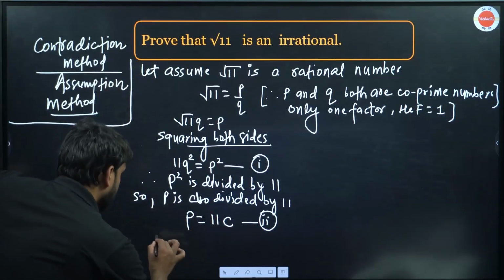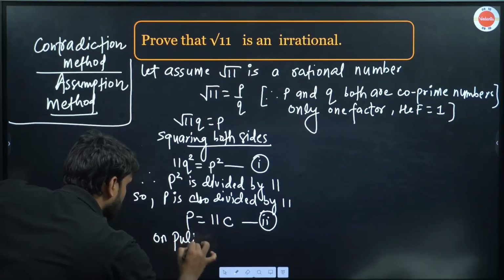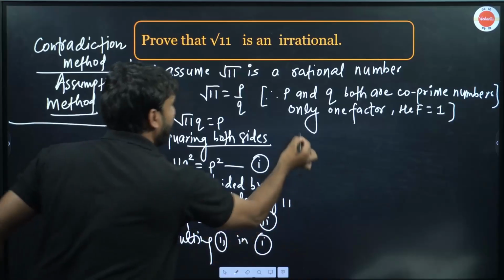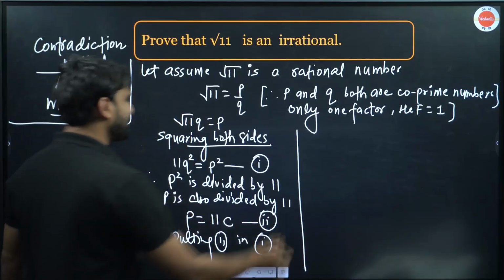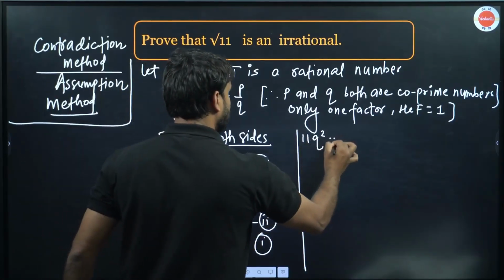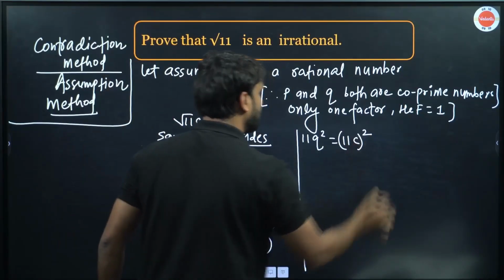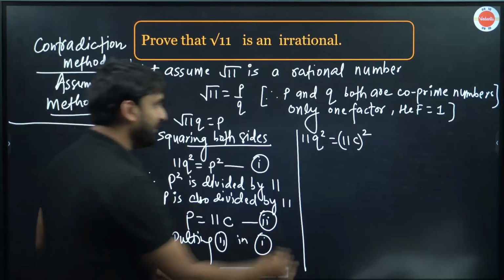So on putting second in first, what will be the format? On putting second in first, 11q square is equal to p square, so p square will be replaced from 11q square. So what will be the result here?